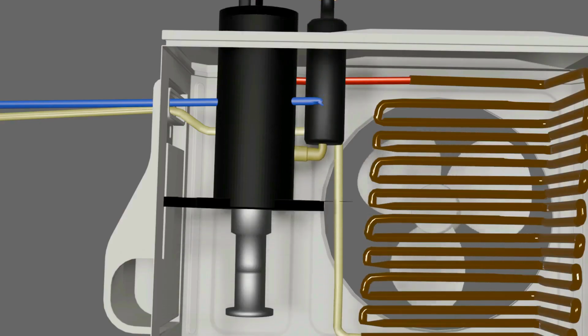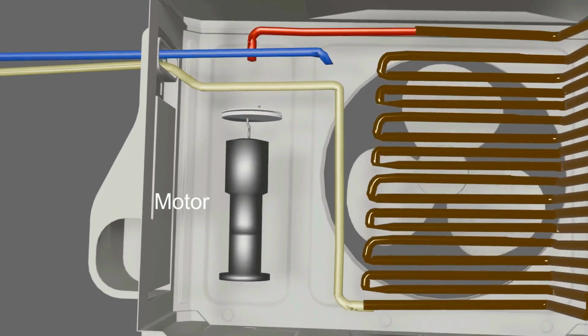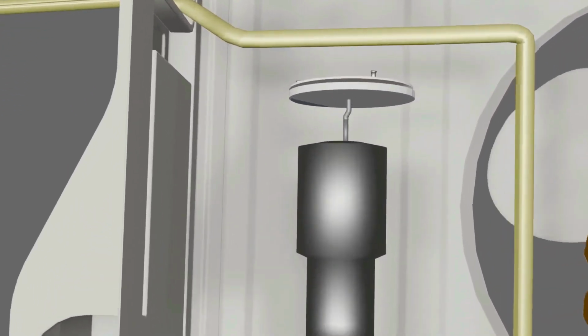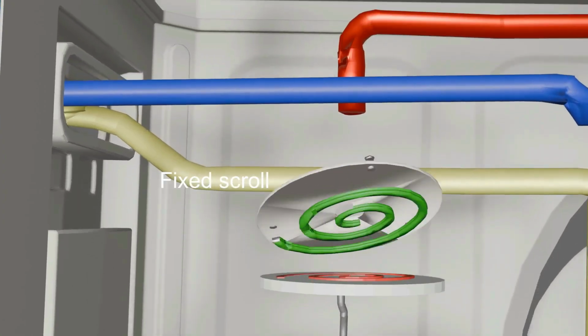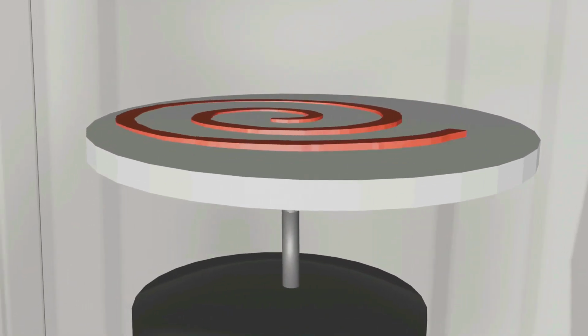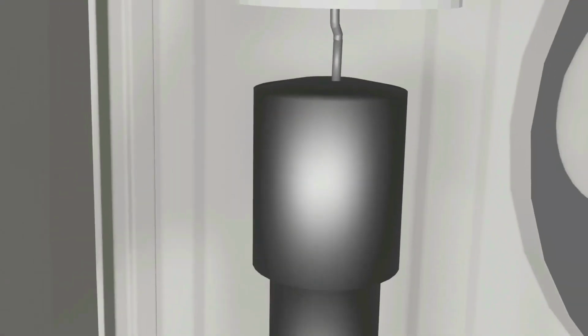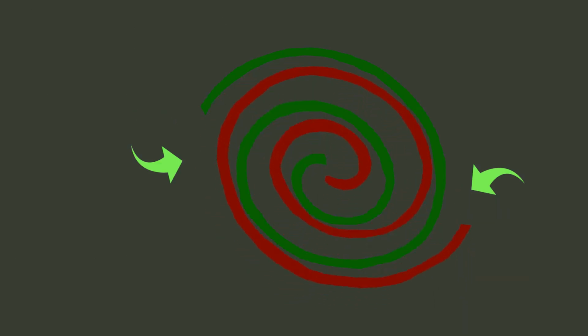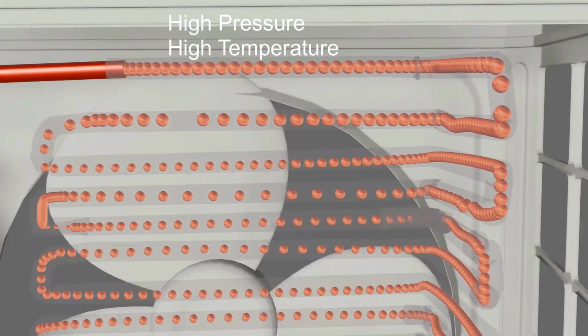Modern air conditioners have a scroll compressor. It consists of a motor and a fixed and a driven scroll. The fixed scroll is fixed to the housing and remains stationary. The driven scroll is connected with the motor. Refrigerant enters these scrolls from the sides and passes through gaps between these scrolls. As it passes through these scrolls, its pressure increases. Refrigerant exits these scrolls from the top and now has gained high pressure.